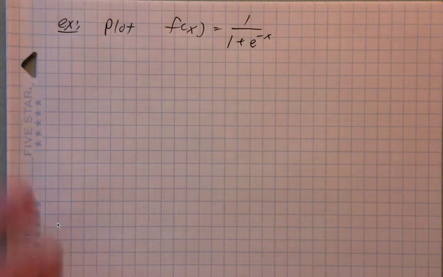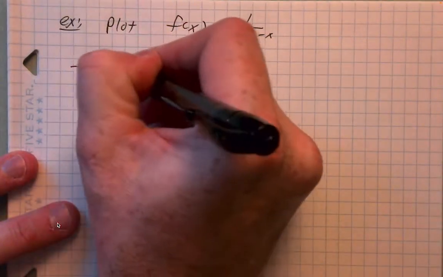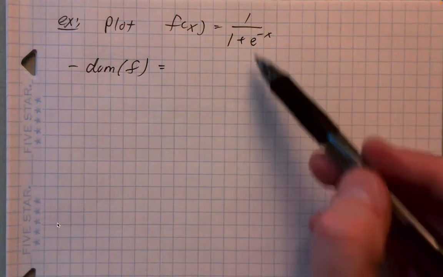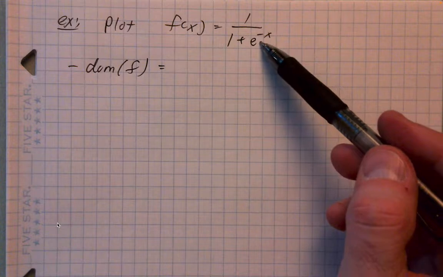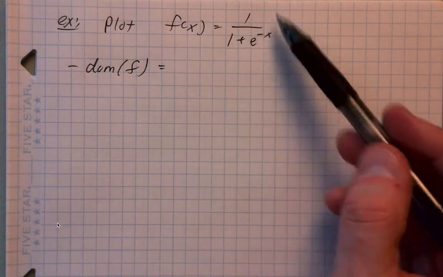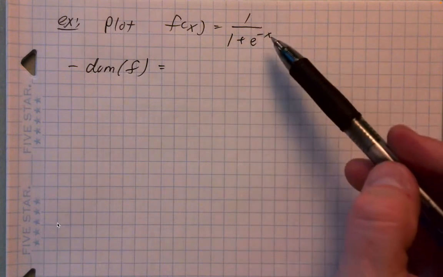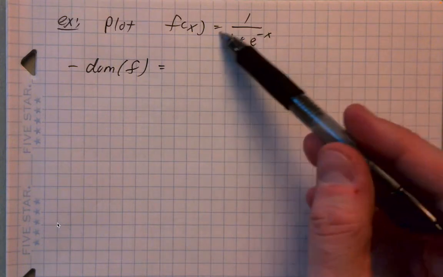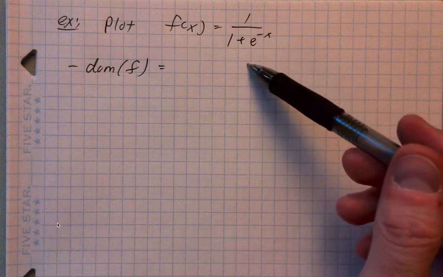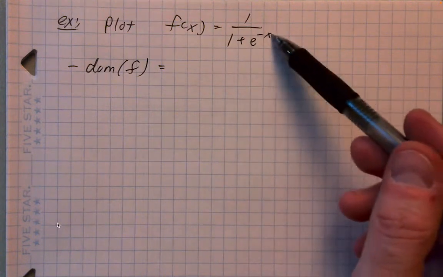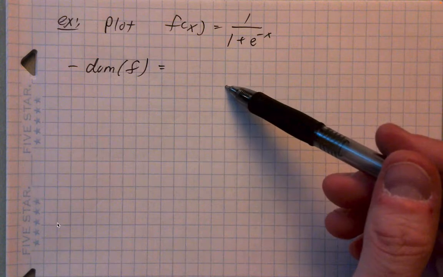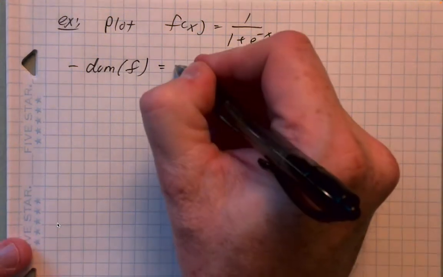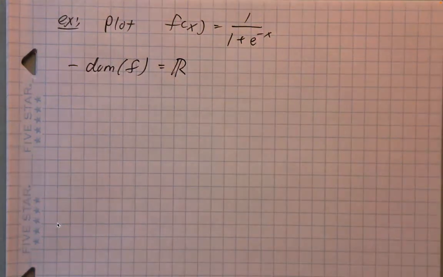So what is the domain? Well, it looks to me like x can be anything, right? I can plug in positive values, negative values. There's no restriction on x, is there? At no point is this denominator going to be equal to 0, so we don't have to worry about that. So we're going to say the domain of the function is the real numbers, all of them, okay?